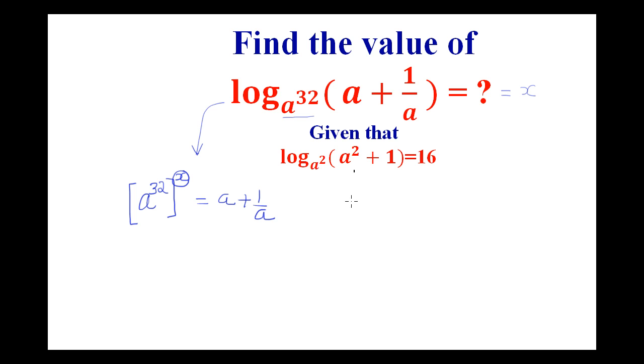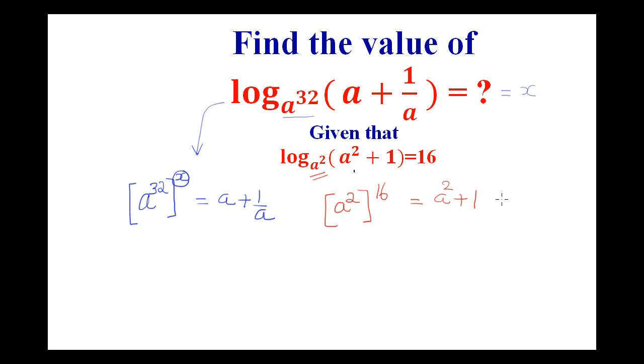From this information, we can write that a square, the base, raised to 16 gives you this number, a square plus 1. Okay. Now, basically we have to find the relationship between a plus 1 by a and a power something. So we have to make a plus 1 by a here. That is a key.